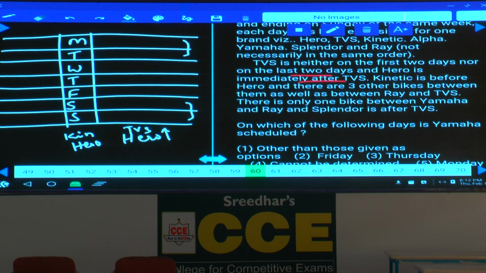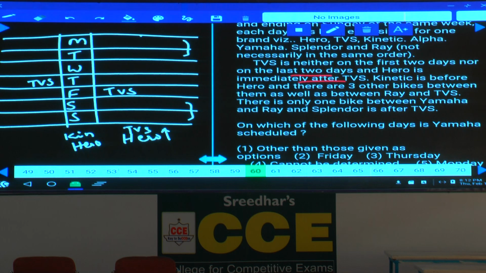Now, tell me what are the different possibilities we can have for this one. As for TVS, where can this TVS be? Can TVS be on Friday or not? TVS can be on Friday, or TVS can be on Thursday, or TVS can be on Wednesday. How many possibilities? 3 possibilities. As of now, there is a provision for only 2 possibilities. First, let us work out these 2. If these 2 are invalid, then you can directly start with TVS on Wednesday. That is the only thing left over.